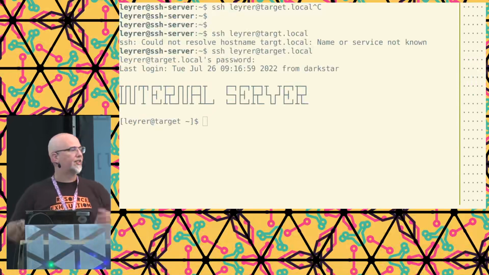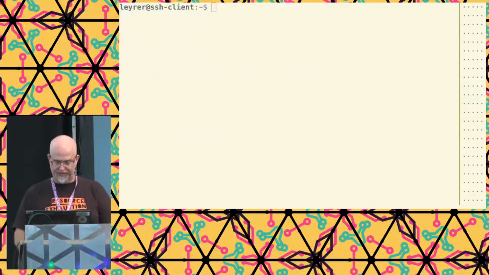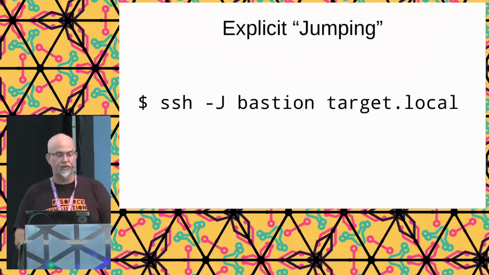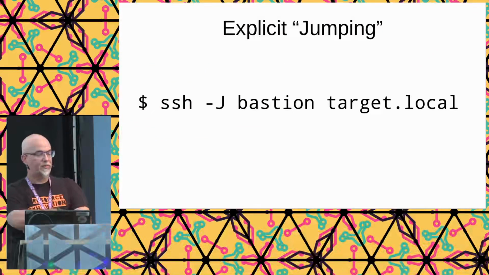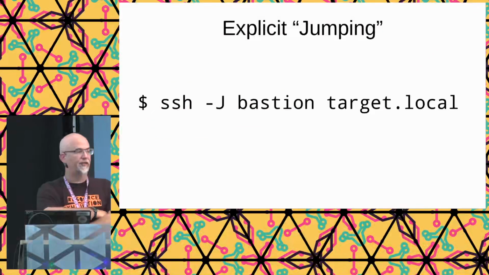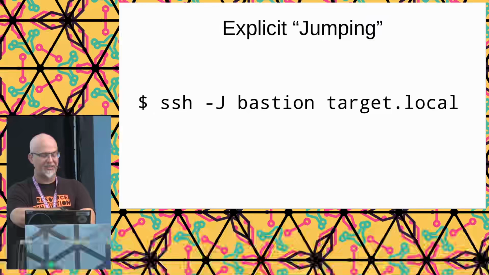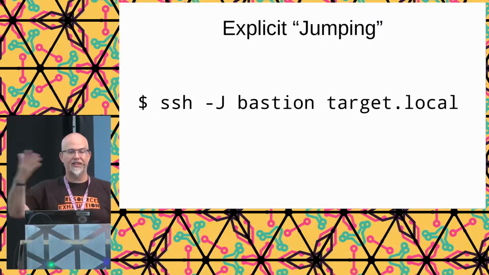So that's what you usually do, and it's quite cumbersome because you have to log in and log in and log in and log in. So what you can actually do is you can specify something called a jump host. With the option -J, you can define a jump host or a jump host alias that you want to use to get to the target machine. So I want to connect to target.local, but I'm telling SSH to use Bastion as an intermediate, as a jump host.